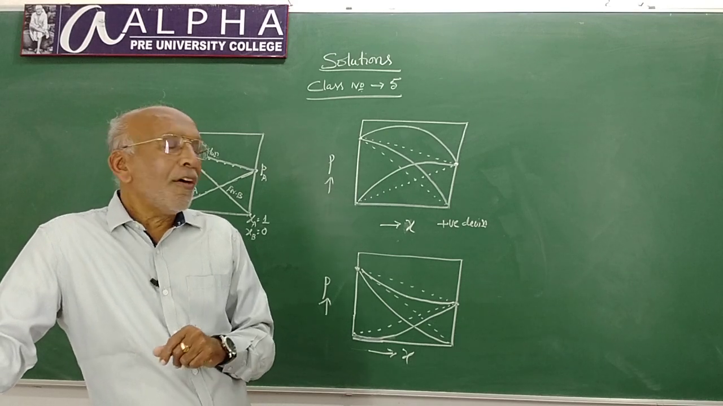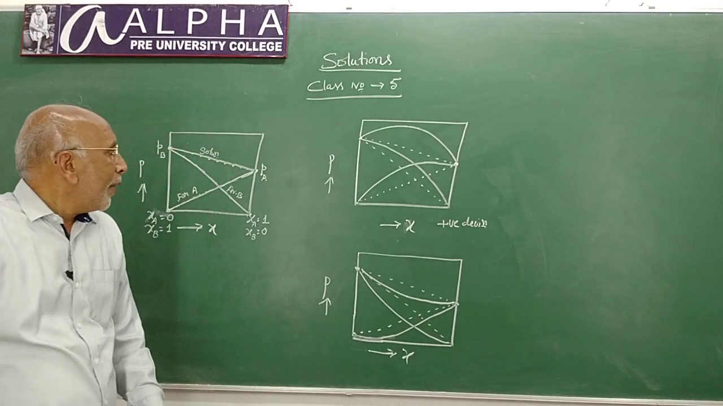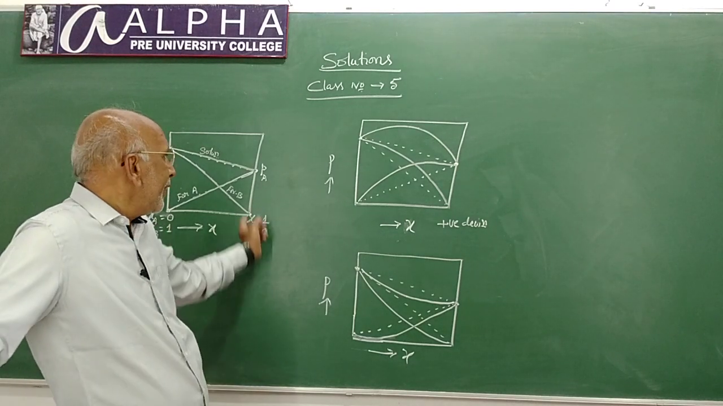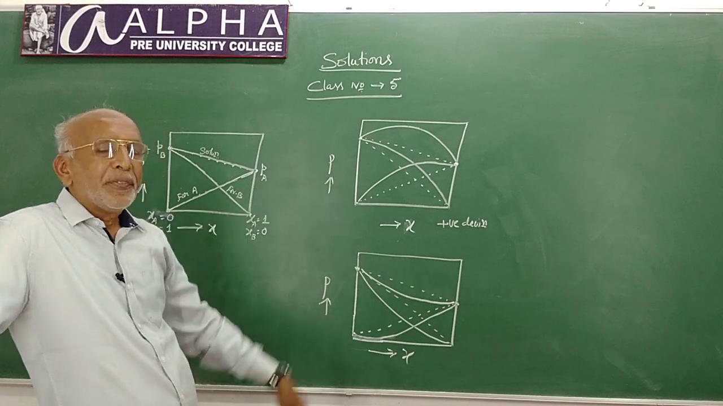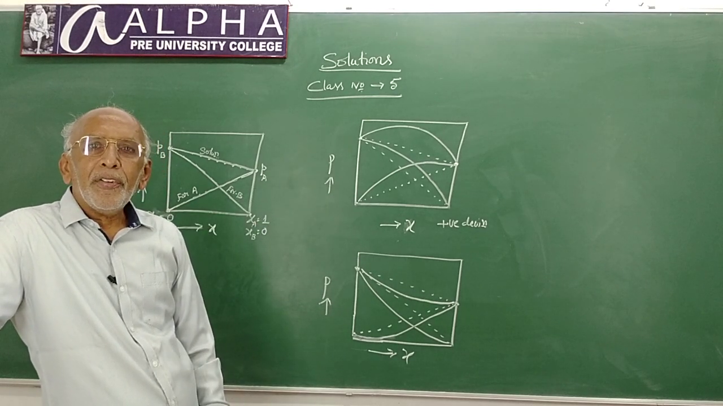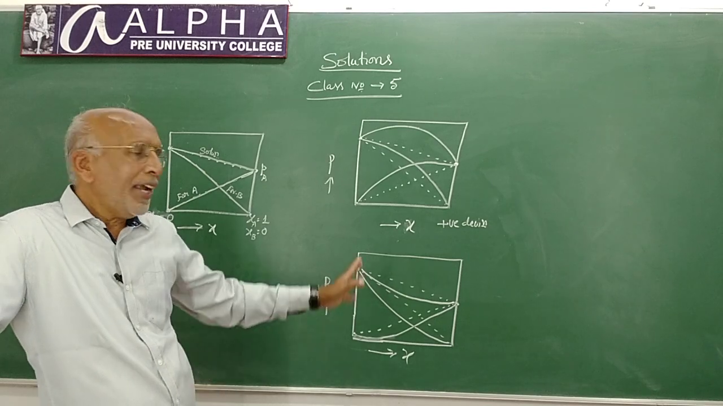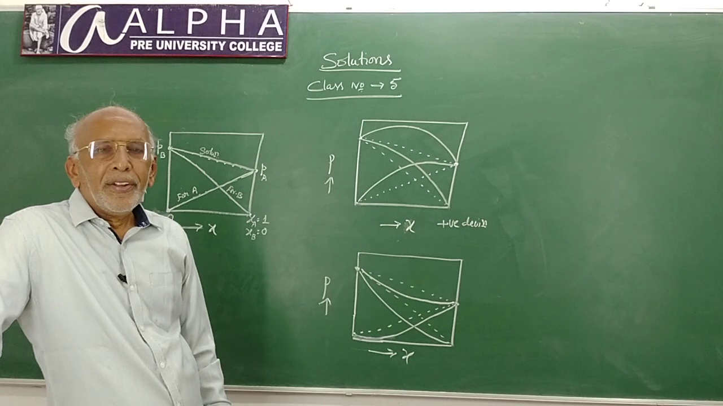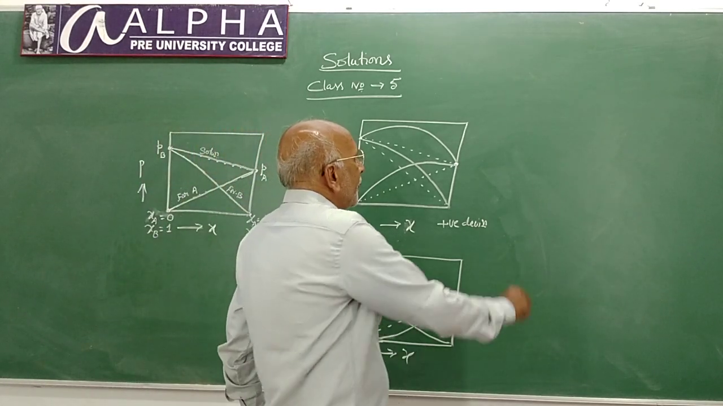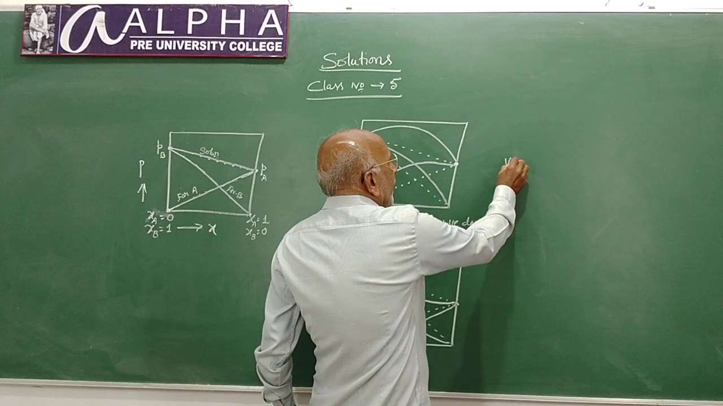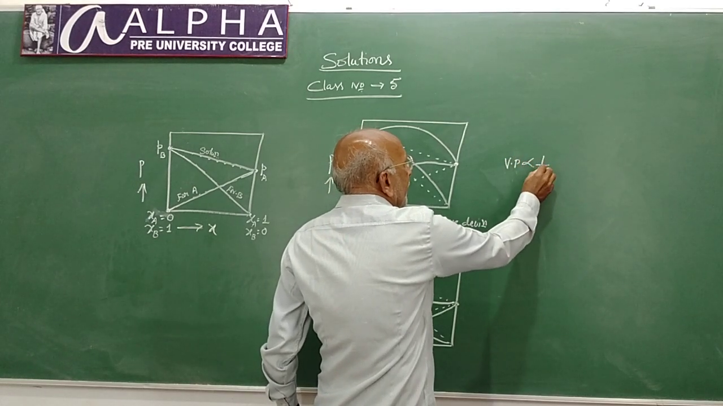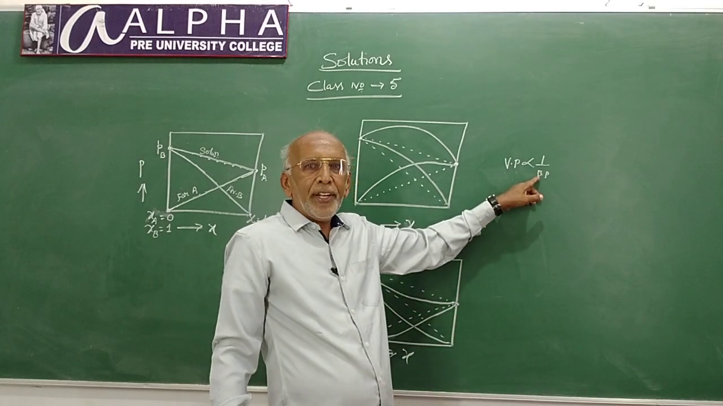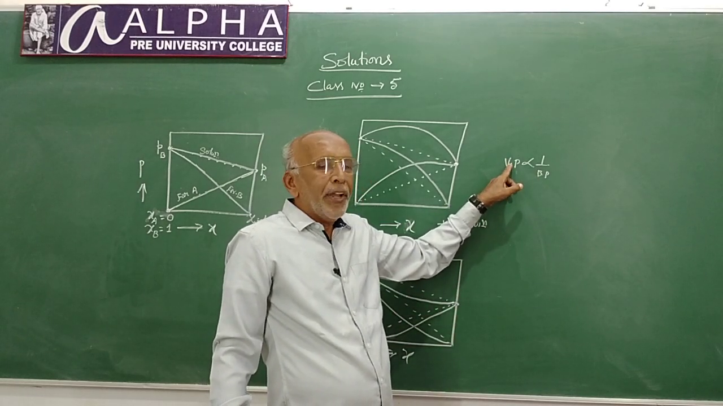The plot of boiling point against mole fraction of these three types of solution will be the same but inverted. See, vapor pressure is inversely proportional to boiling point. Lower the boiling point of the liquid, higher will be the vapor pressure.